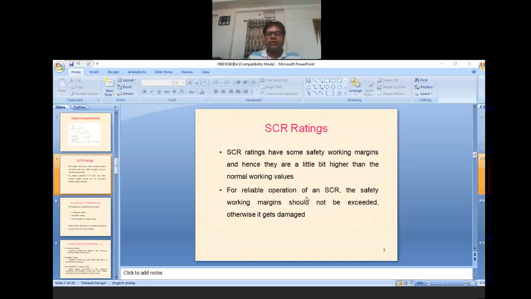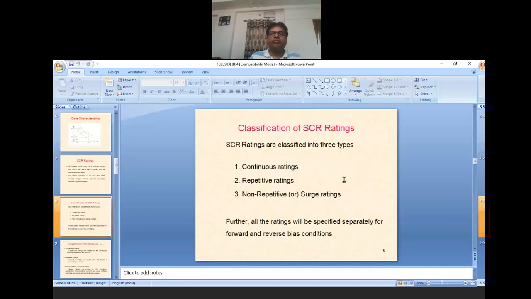For reliable operation of an SCR, the safety working margin should not be exceeded, otherwise it gets damaged because of higher junction temperatures and also higher temperatures in the inner P region. That is why we have to understand and follow proper ratings.